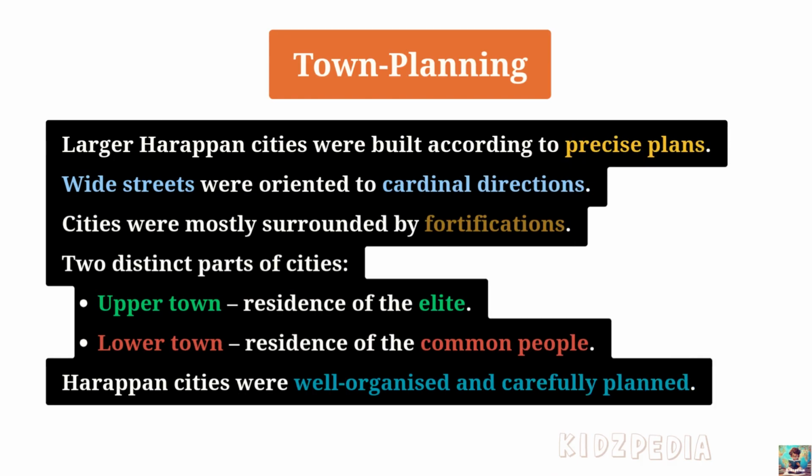The larger Harappan cities were carefully planned. They had wide streets which were often laid out according to the cardinal directions. Most cities were surrounded by fortification, that means strong walls to protect the people. The cities had 2 main parts, upper town and lower town. Upper town where the elite probably lived. Lower town where the common people lived. This shows that Harappan cities were well organized and thoughtfully designed.